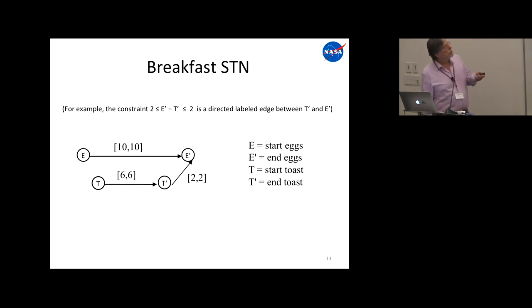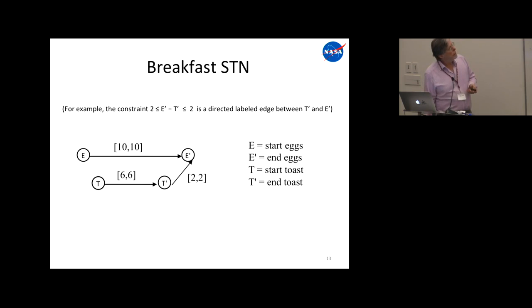Suppose I changed some of these constraints. Suppose I had, instead of 10, 10, I had 6, 10. What would that tell you? The egg should take between 6 and 10 minutes, right? So you're pretty flexible with your eggs. So you may like your eggs anywhere in that framework, right?